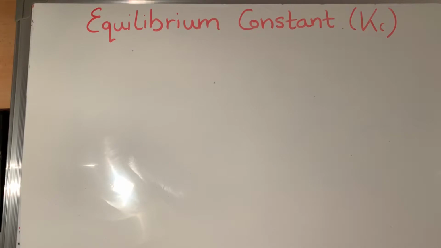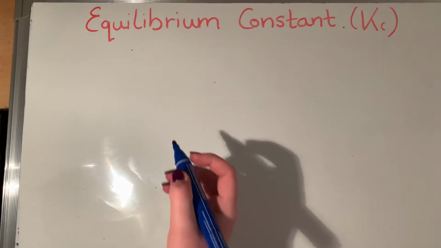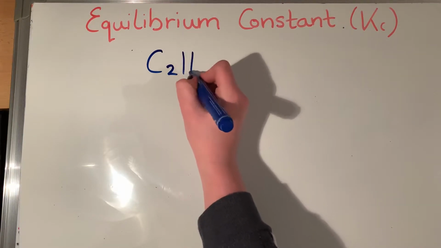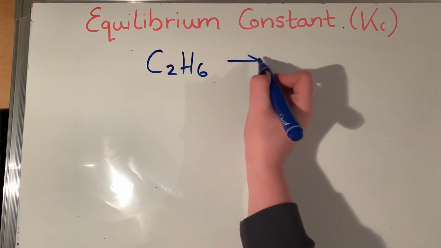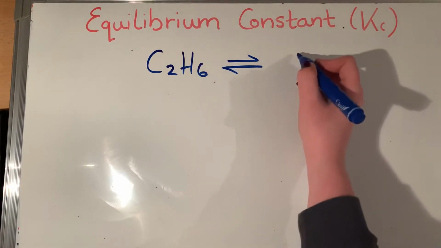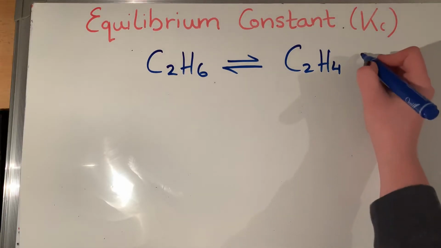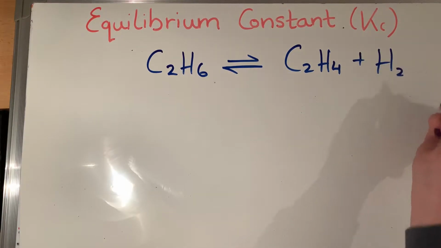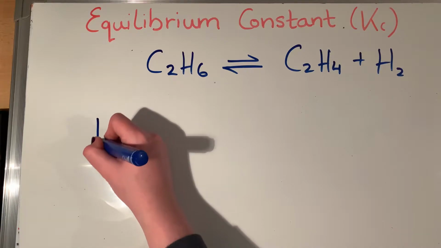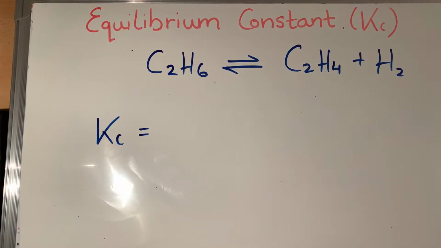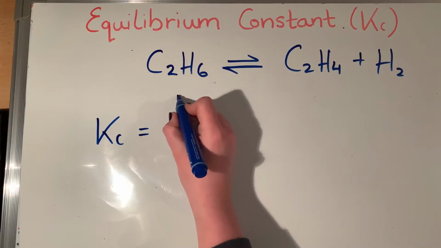Looking at the same question, part B gives us the equation C2H6, which decomposes into C2H4 plus H2. Again, we're asked to write the equilibrium expression for this reaction. So again, we're going to say that Kc is equal to our products over our reactants. Don't forget your square brackets.